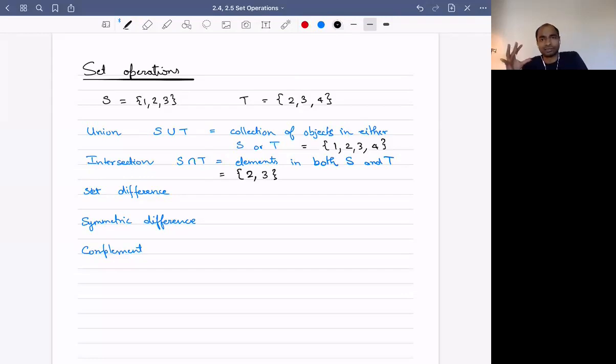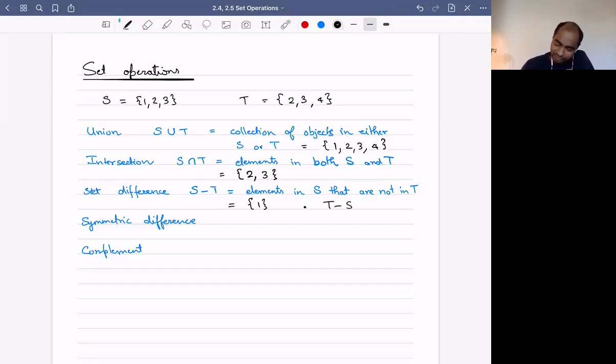Set difference. Now it's called difference, but it's slightly different from what we think of when we think of difference of numbers. So what is set difference? You can either have S minus T or T minus S. I will talk about S minus T. S minus T is the elements in S that are not in T. In this case, set difference S minus T becomes 1. Similarly, if I were to do T minus S, I will get 4.